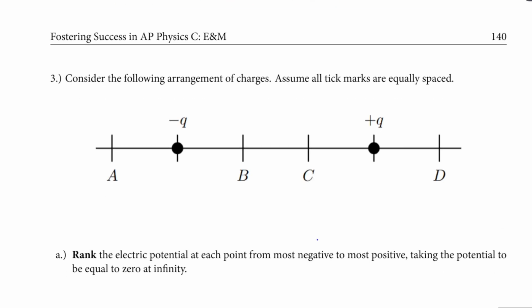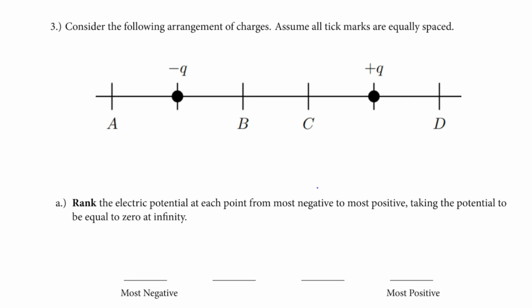All right, now we're going to do a ranking task here. So we have a positive and negative charge, and we're looking at the electric potential at different spaces between these charges. So, first of all, we know that electric potential is a scalar. So I'm just looking at how these heights are going to add directly.